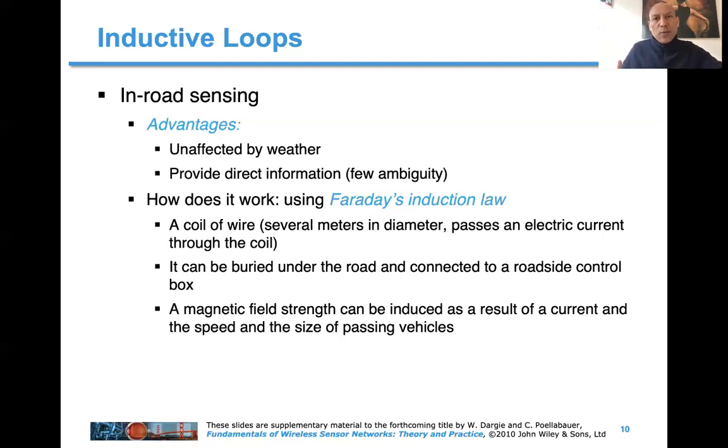But the only problem is, of course, you have to change the structure of the street because you have to bury the coils in the street. This is quite inconvenient and also costly. In some places around the world, this is used to monitor cars. I know one case in Boston, but not all countries use this type of setup.